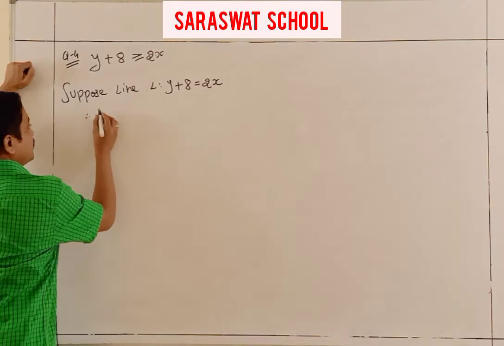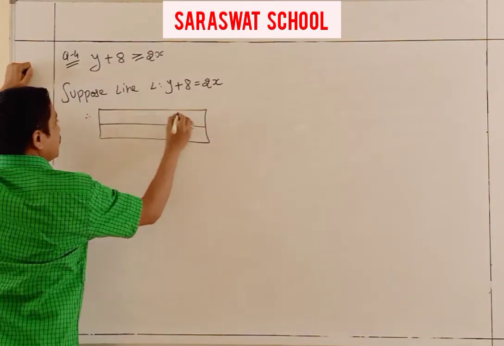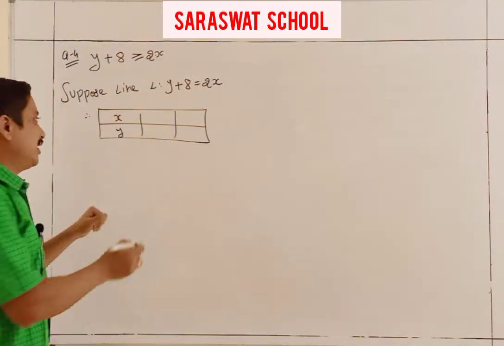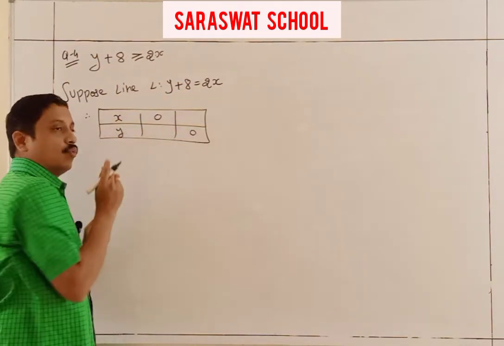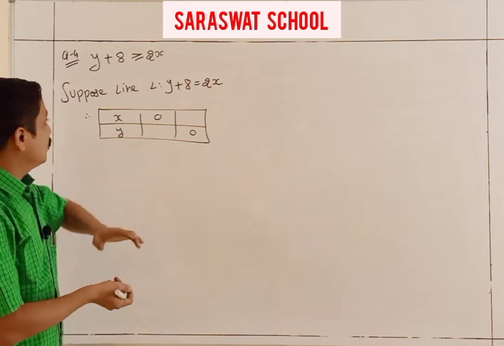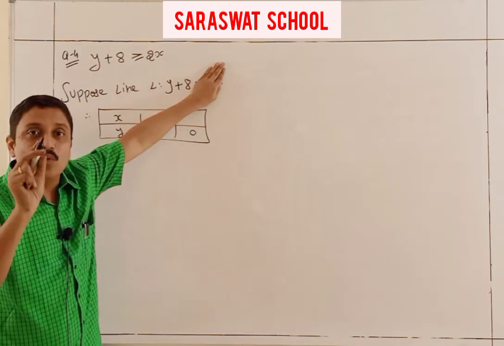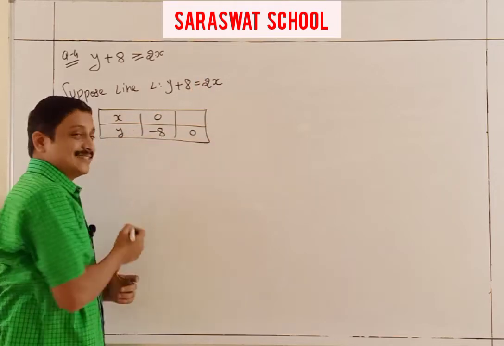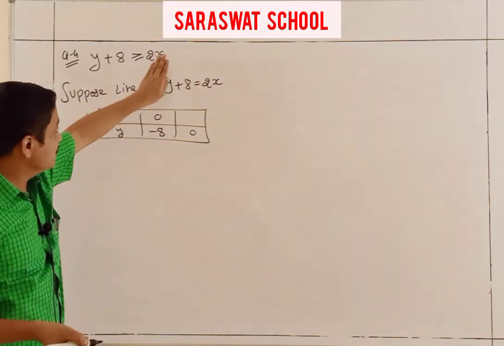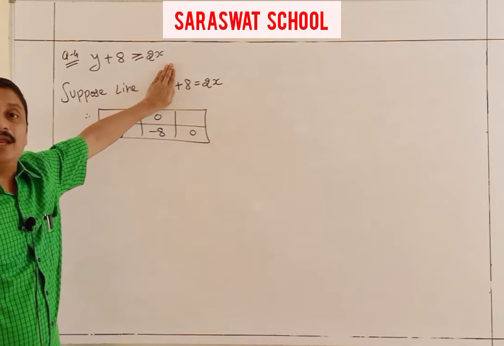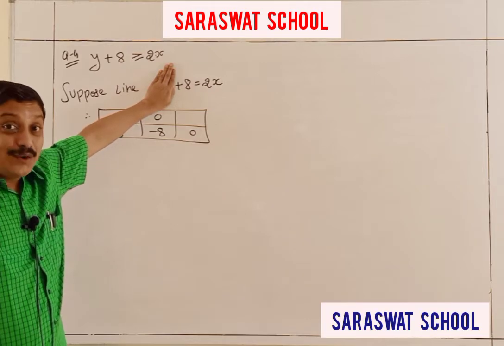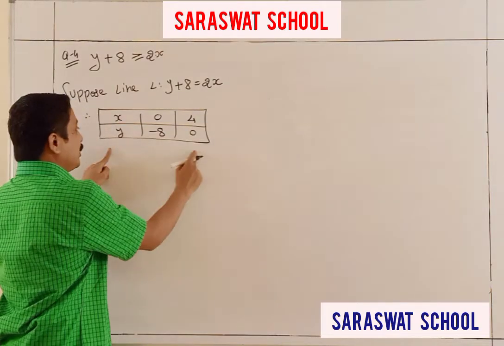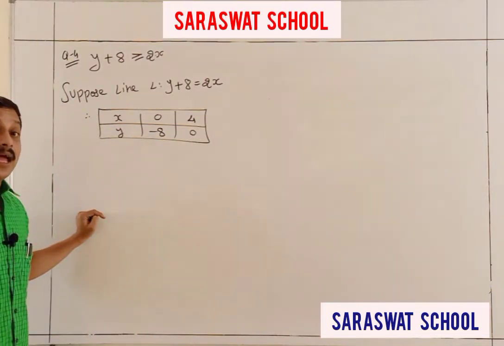So you can just make a table with the two things, taking x0, y0 alternately. If x is 0, then y plus 8 equals 0. What is y? Minus 8. Now if y is 0, taking this one, 8 equals 2x, x is equal to 8 by 2, which means 4. So your drawing is y on the negative side, x on the positive side.